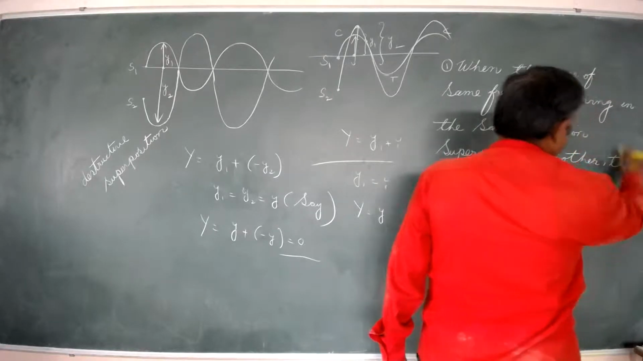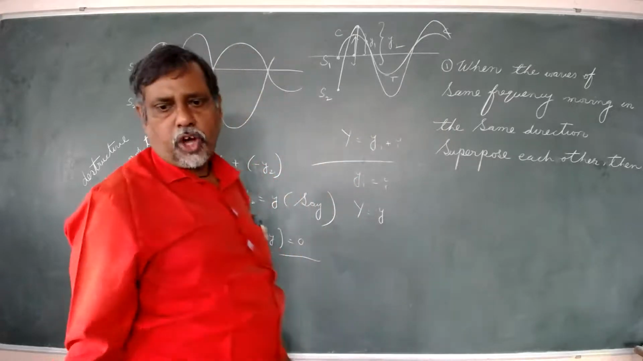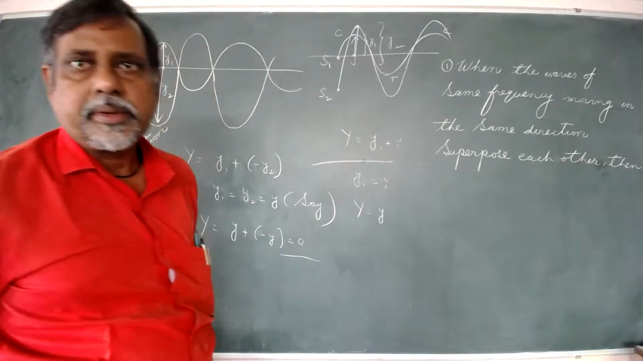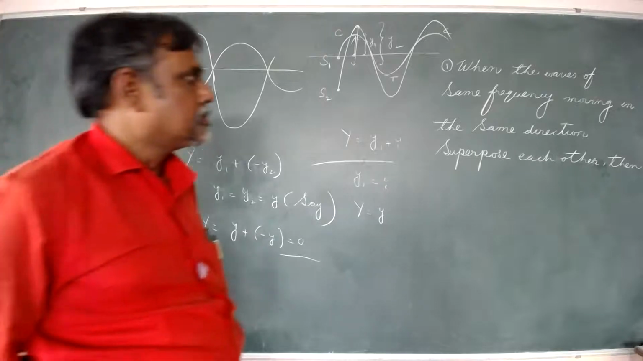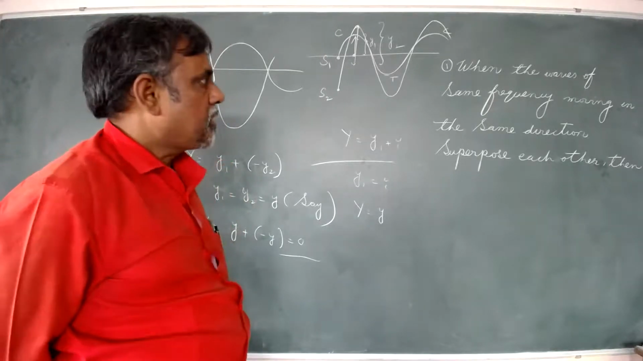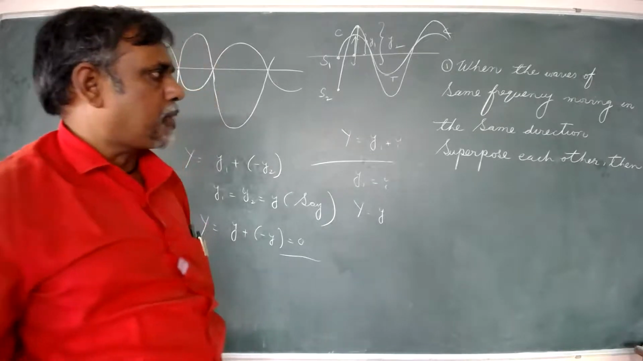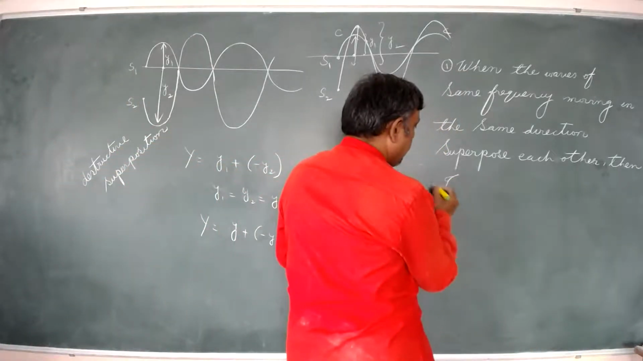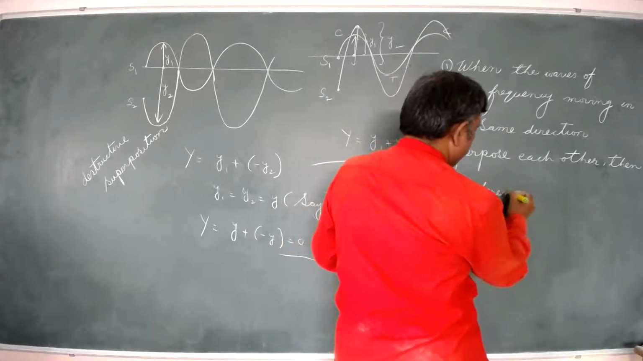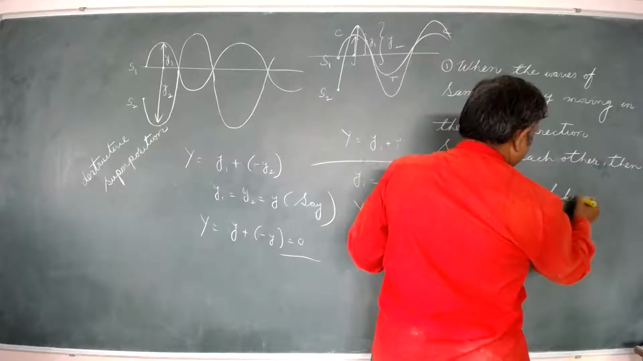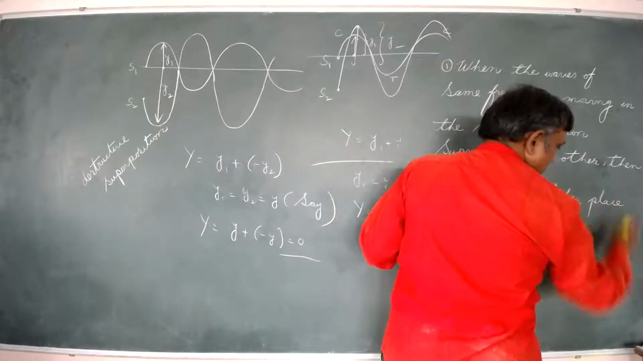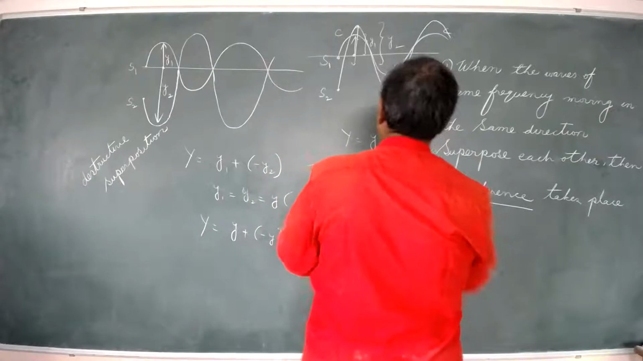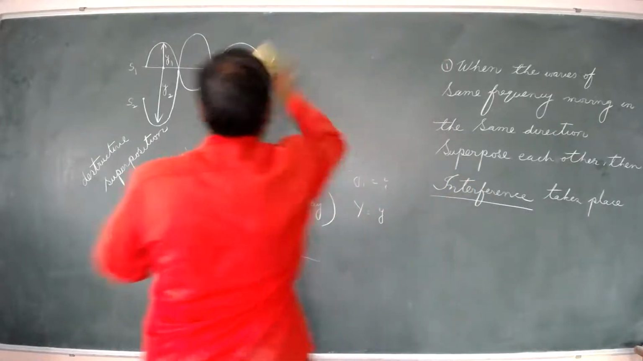Then what kind of physical phenomenon do you get? When the waves of same frequency moving in the same direction superpose each other, then what do you get? Interference. That is the condition for interference. Interference takes place. That is the first case. You underline this interference.